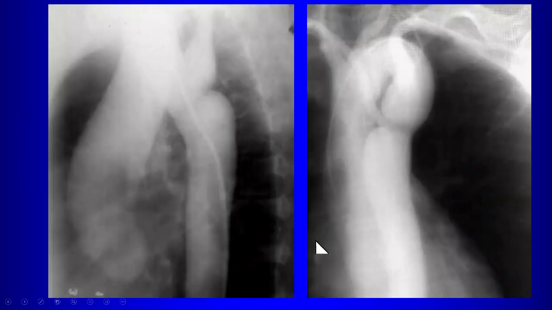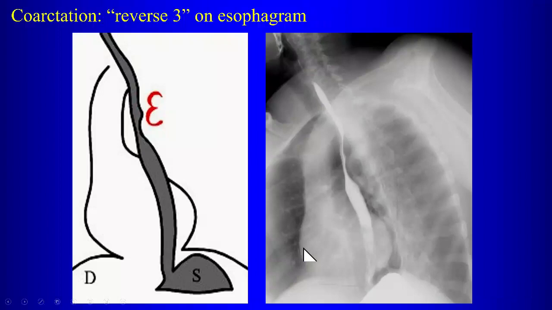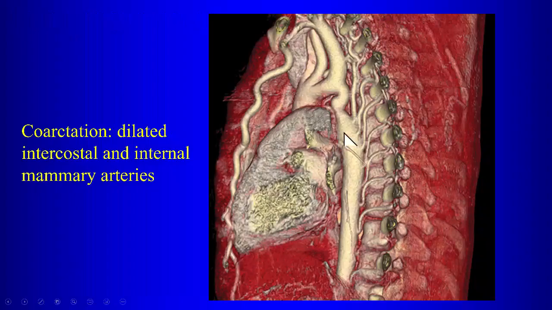There's a coarctation, right? And then for the esophagus, if you happen to do an esophagram, we call it a reverse 3 on the esophagus. The indentation of the aorta on the esophagus gives you a reverse figure 3 sign, okay, for coarctation. You will have collateral vessels. We talked about the intercostal arteries trying to provide flow to the descending aorta, distal to the obstruction. The internal mammary artery, of course, is also dilated.